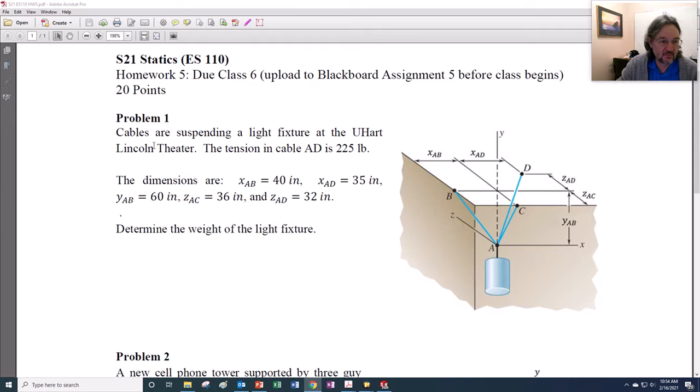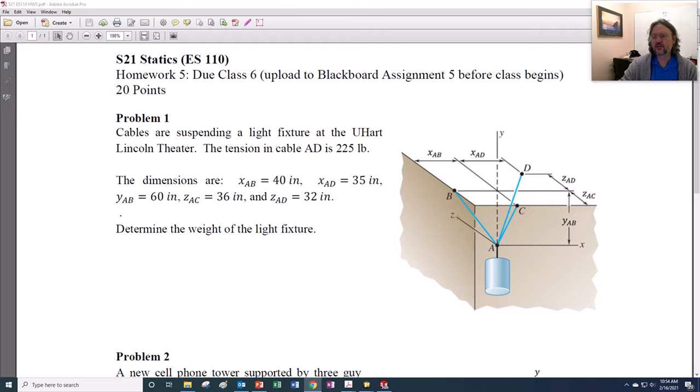This is problem 1. We have cables that are suspending this light fixture at a Lincoln Theater. The tension in cable AD, this one right here, is 225 pounds. The dimensions are 40 inches, 35 inches, YAB, this is 60 inches right here, this is 36, and this is 32, and we want to find the weight of the light fixture.